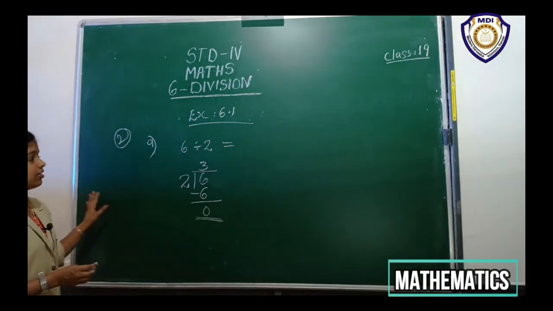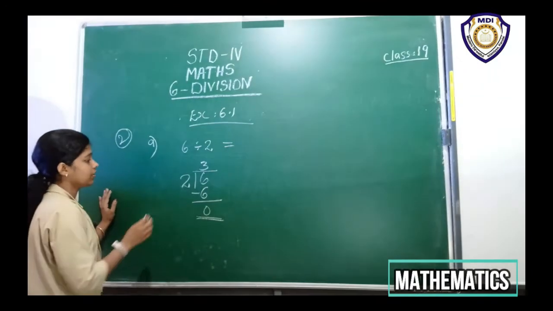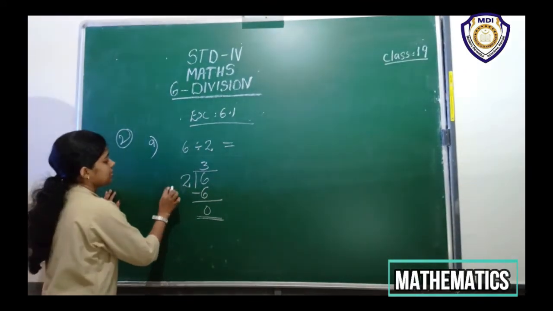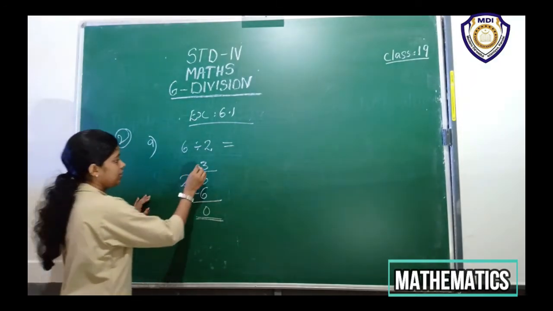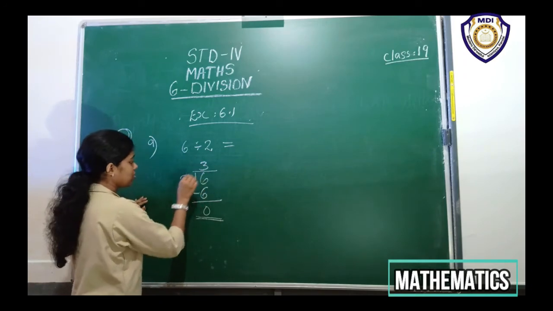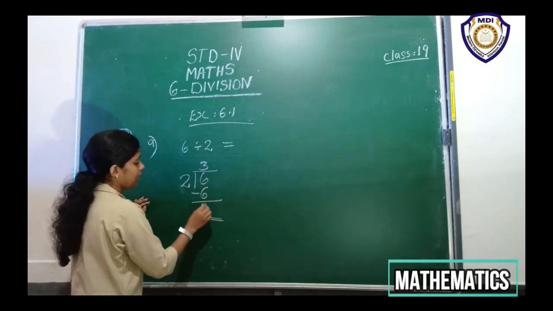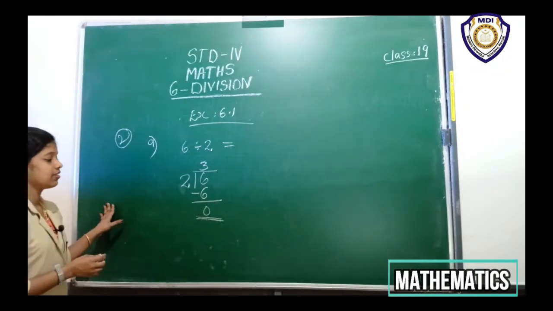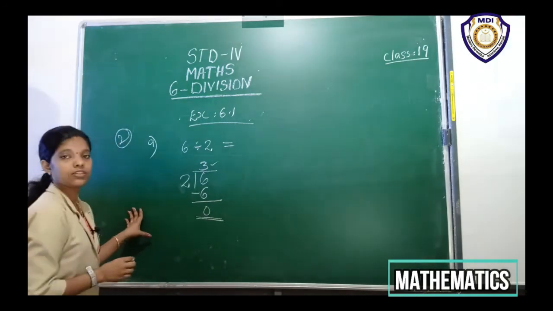Okay. 6 divided by 2. We are taking 2's table. 3 2s are 6, right? 3 is here. Then 3 into 2, 3 2s are 6. Then minus, 6 minus 6 is 0. Okay. And quotient is 3.